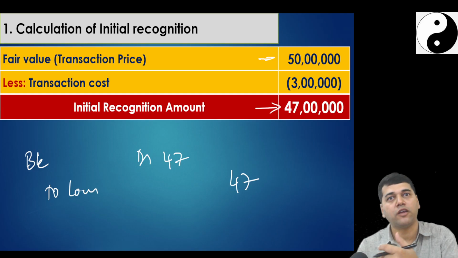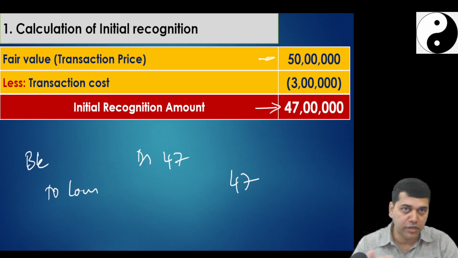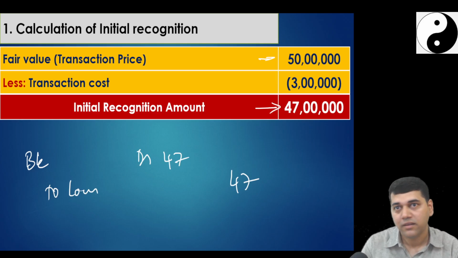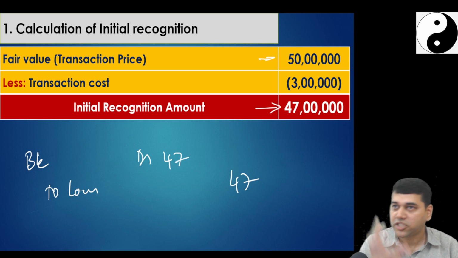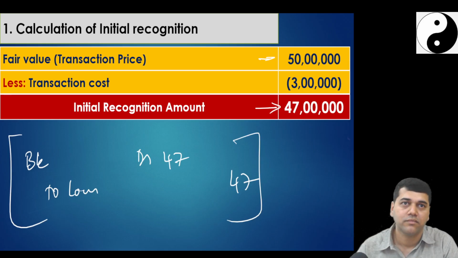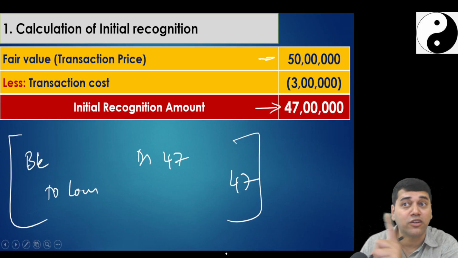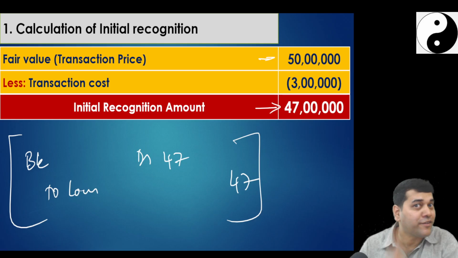You pass the entry: bank account debit to loan 50-50, transaction cost account debit to bank 3-3, loan account debit to transaction cost. Instead of 3 entries, can I pass one single entry? But understand here, 47 is not the fair value of the loan.